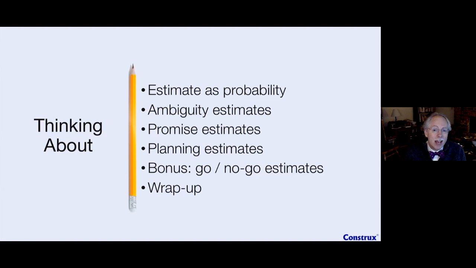Then once we get the idea of the estimate as a probability function, then we can start talking about these estimate types. And I want to talk about three estimate types, or think about them with you here, and have you sort of resonate and say, how does that maybe affect the kind of work that I'm doing? And then I'm going to go through those three types, and I'm going to give you a bonus type, the go, no go, and then we'll wrap it up.